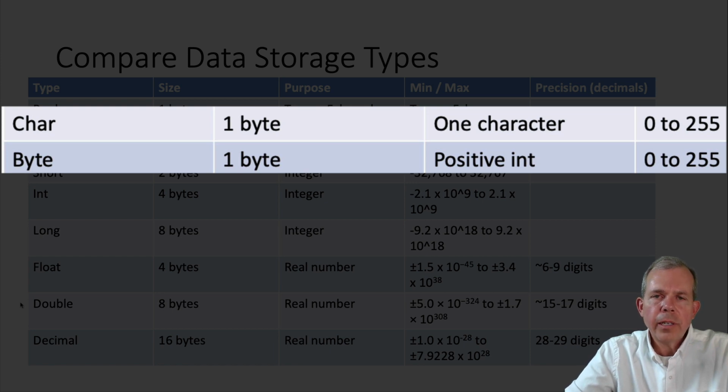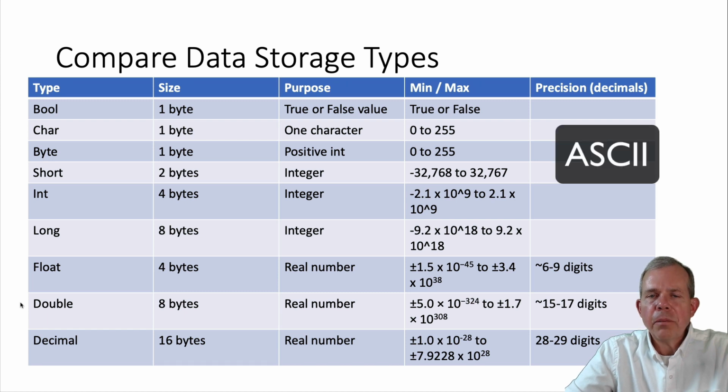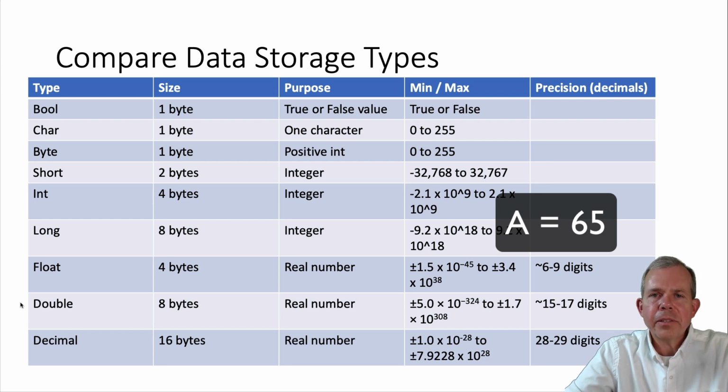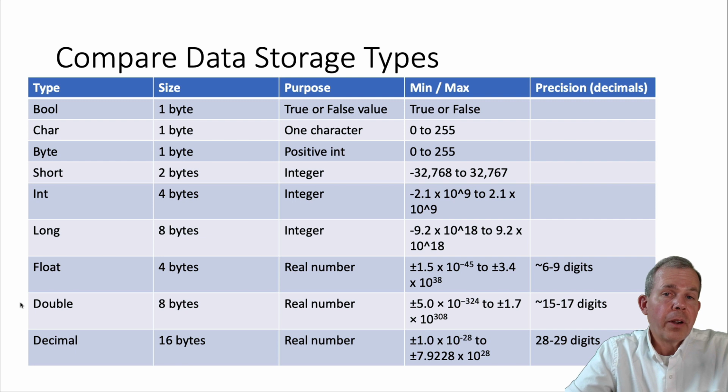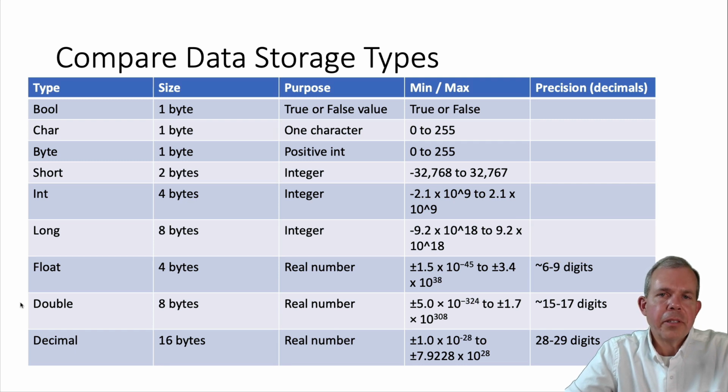So a char is a letter. So in the ASCII character symbol table, 65 has been assigned to the letter A. So whoever got to assign that first picked 65. For a lowercase a, the number is 97. So there is a key that corresponds between letters and numbers. So chars and bytes are really the same thing, but are interpreted differently by the computer.